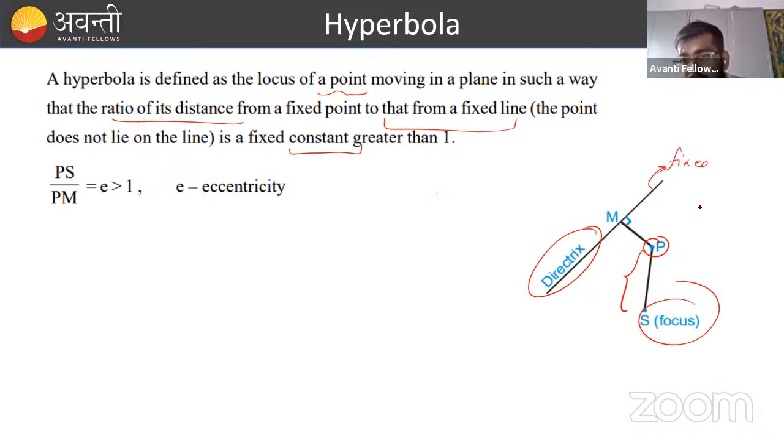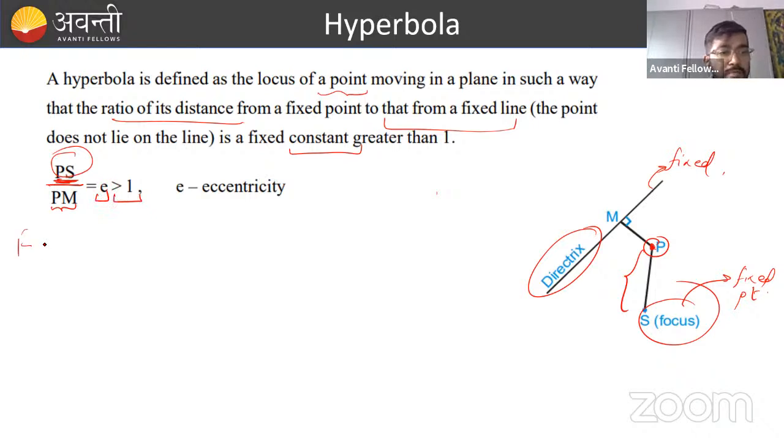Okay, so here you can see that this is the fixed line that the definition is talking about, and this is the fixed point, right? And this is the point which is moving. This point P is moving in such a way that the ratio of its distance from a fixed point, that is the focus, to its distance from the fixed line is always a fixed constant which is greater than 1.